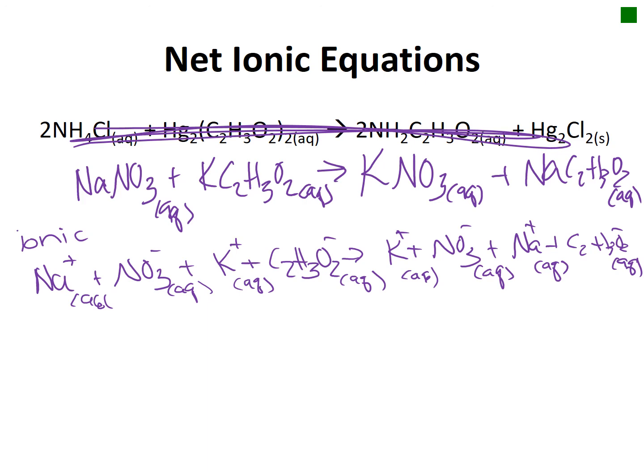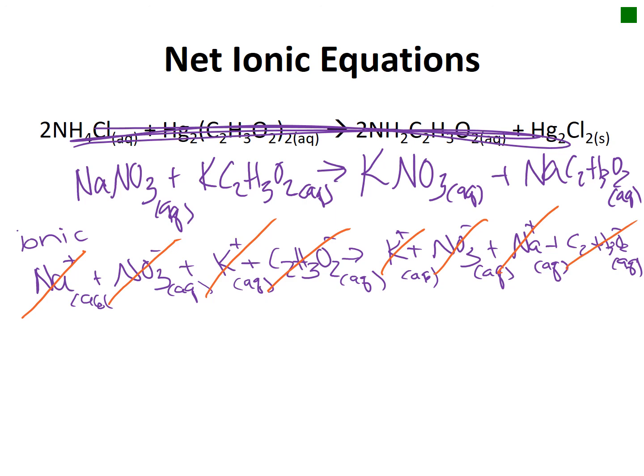Now I'm ready to do my net ionic. Remember, net ionic, you get rid of all those spectator ions, or the ions that are not involved in anything. So I've got an Na plus on the left. I have an Na plus on the right. I have an NO3 minus on the left. I have an NO3 minus on the right. I have a K plus on the left. I have a K plus on the right. I have a C2H3O2 minus on the left. I have a C2H3O2 minus on the right.